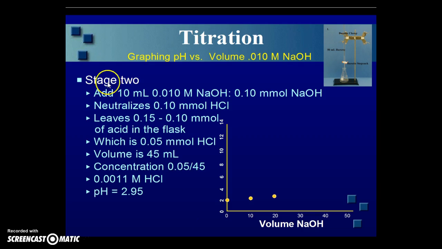At stage 2, we add 10 milliliters more of the base, neutralizing another 0.1 millimoles of the acid, leaving now 0.05 millimoles of HCl in the flask, in a volume of 45 milliliters total. The concentration is the 0.05 that's left divided by 45, or 0.0011 molar. Take the negative log of that, we get a pH of 2.95.